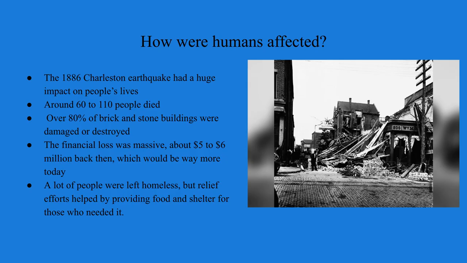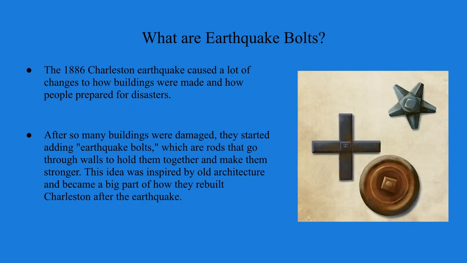The 1886 Charleston earthquake caused a lot of changes to how buildings were made and how people prepared for disasters. After so many buildings were damaged, they started adding earthquake bolts, which are rods that go through the walls to hold them together and make them stronger. The idea was inspired by old architecture and became a big part of how they rebuilt Charleston after the earthquake.